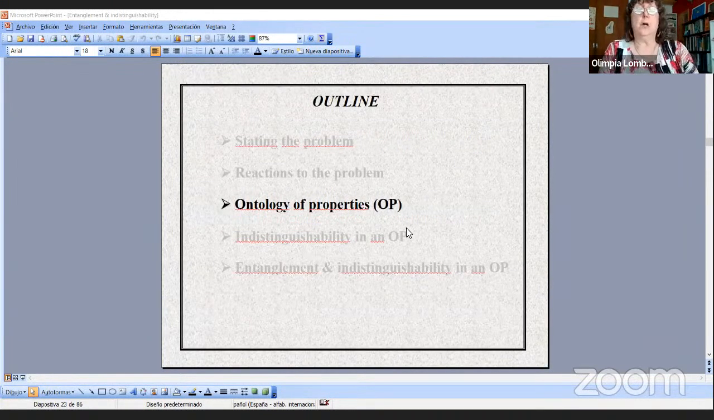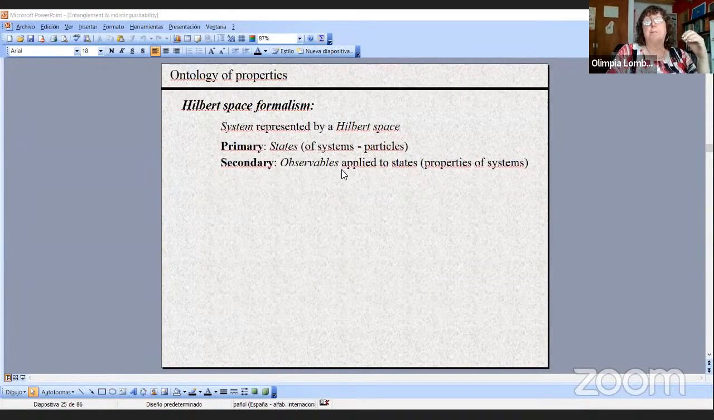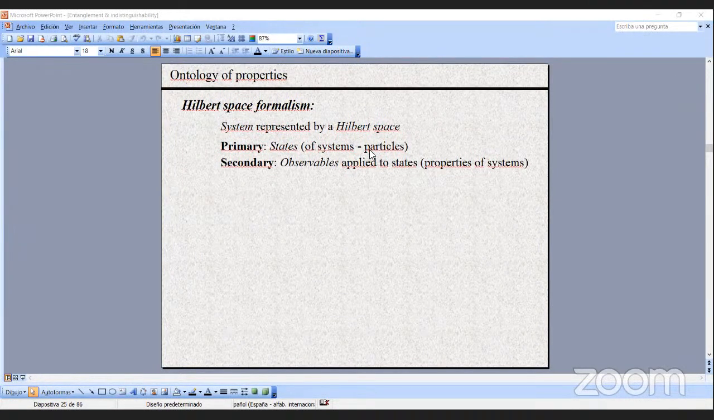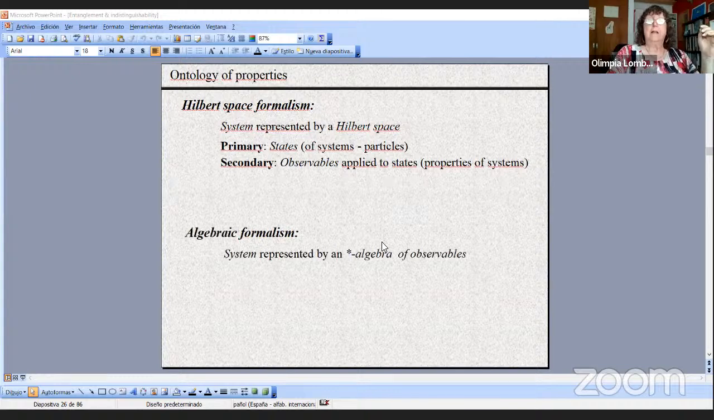So what is our ontology of properties? When we work in a Hilbert space formalism, the system is represented by the Hilbert space, and the primary elements are states of systems, states of particles, and secondary elements are observables which are applied to states, and they are considered as properties of systems. In the algebraic formalism, it's the reverse.